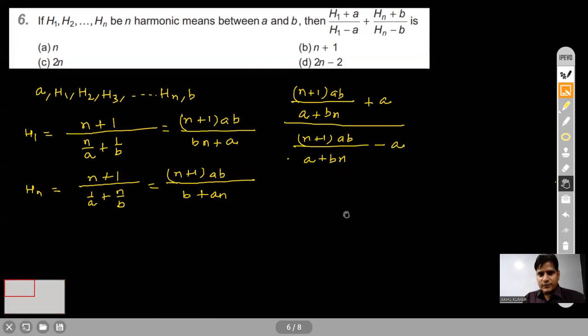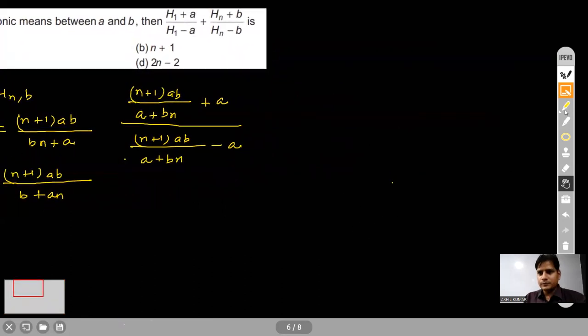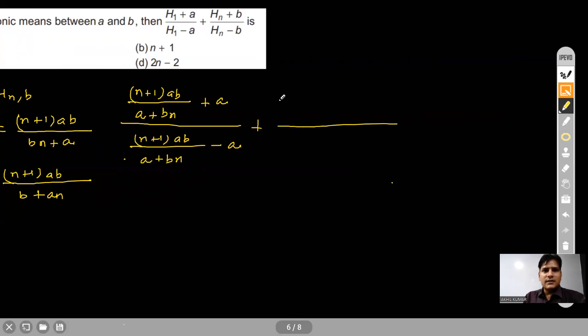Let me move a bit to the right-hand side. And what is this? This is the nth harmonic mean, which is (N plus 1) AB upon (B plus AN), plus B upon (N plus 1) AB upon (B plus AN) minus B, right?